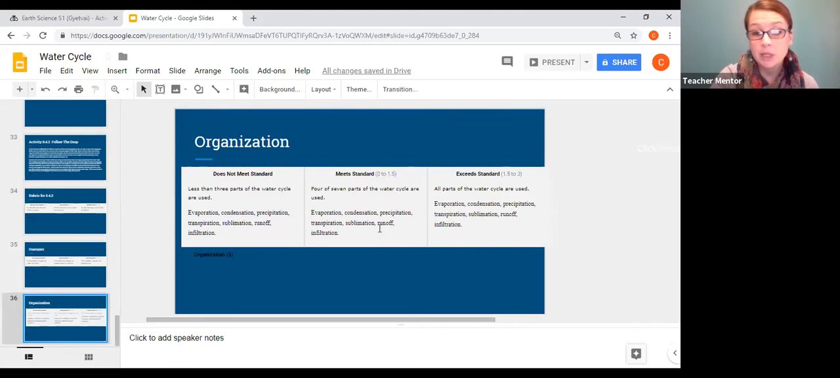expectations. If I'm going to meet the standard, I'm going to use some of the steps. So maybe 4 out of the 7 steps I've talked about. So I can talk about, let's say, evaporation, condensation, precipitation, and runoff. Okay, evaporation, condensation, and precipitation are kind of the more obvious steps of the water cycle. And then I've got runoff. So I'm hitting the major targets, but not all of the targets.